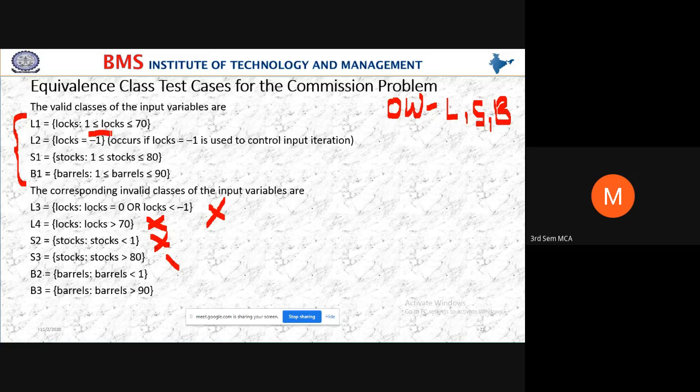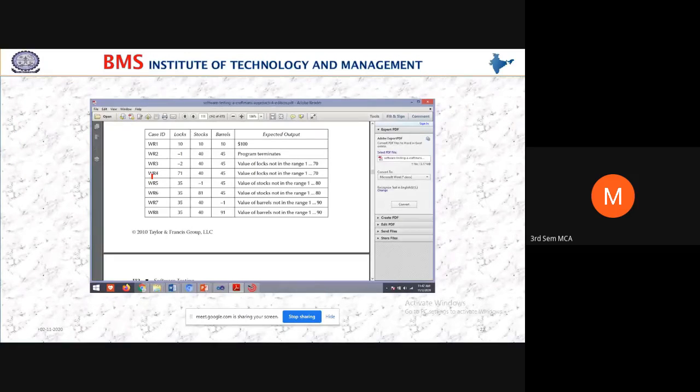See, the range is already set. The lock range value is 1 to 70. Then we cannot take less than 1, and we cannot take more than 70. The value should be from 1 to 70 only. If it is less than 1, it is invalid. If it is greater than 70, it is invalid. Same thing for the others: less than 1 is invalid, greater than 80 is invalid; less than 1 is invalid, greater than 90 is invalid. See, these are all the basic conditions.